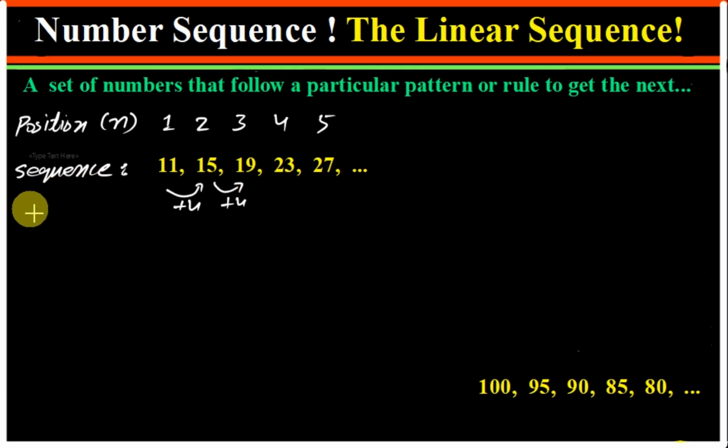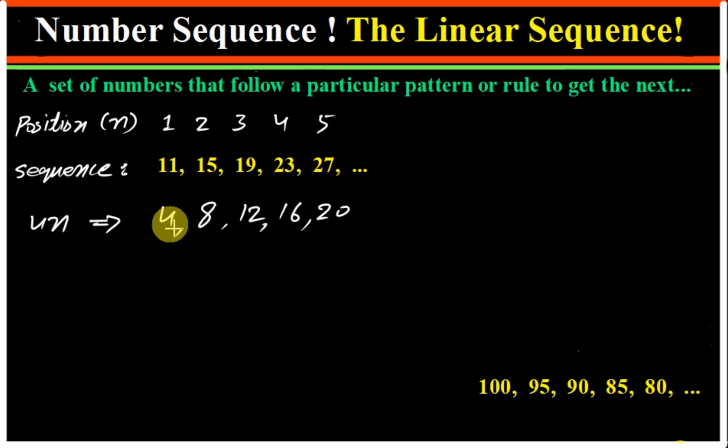What we'll do next, we'll write the multiple of the term to term rule. If it is add 4, we'll write the multiple of 4. If it is subtract 5, we'll write the multiple of minus 5. So here we'll write the multiple of 4, that is 4n. Multiple of 4 is what? 4n: 4, 8, 12, 16 and 20.